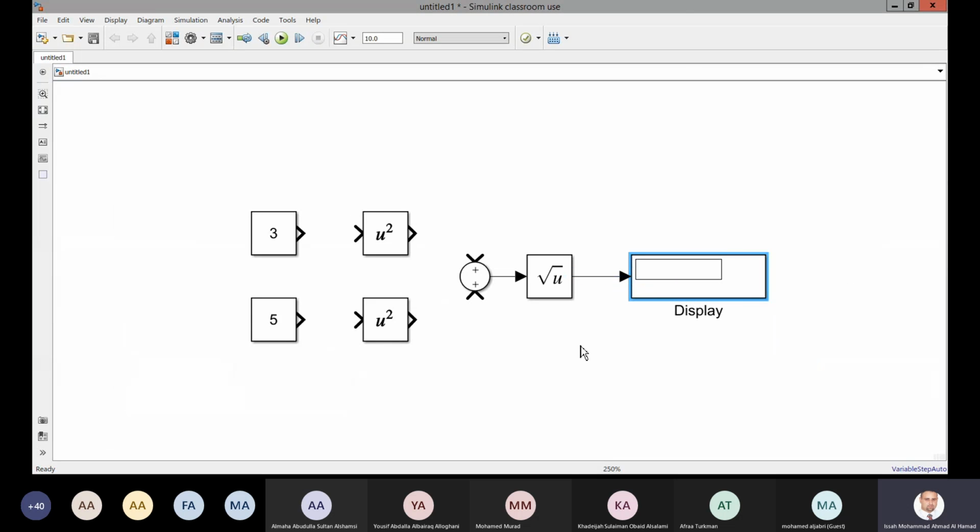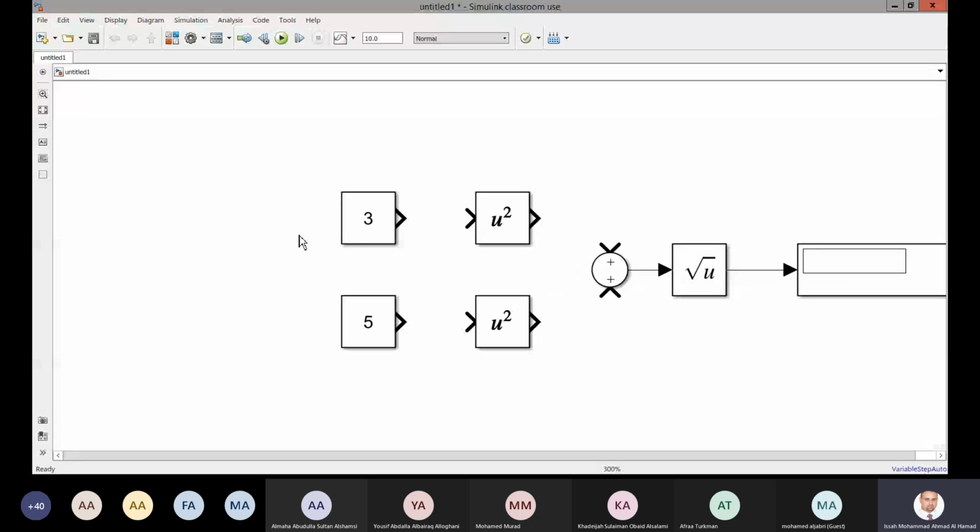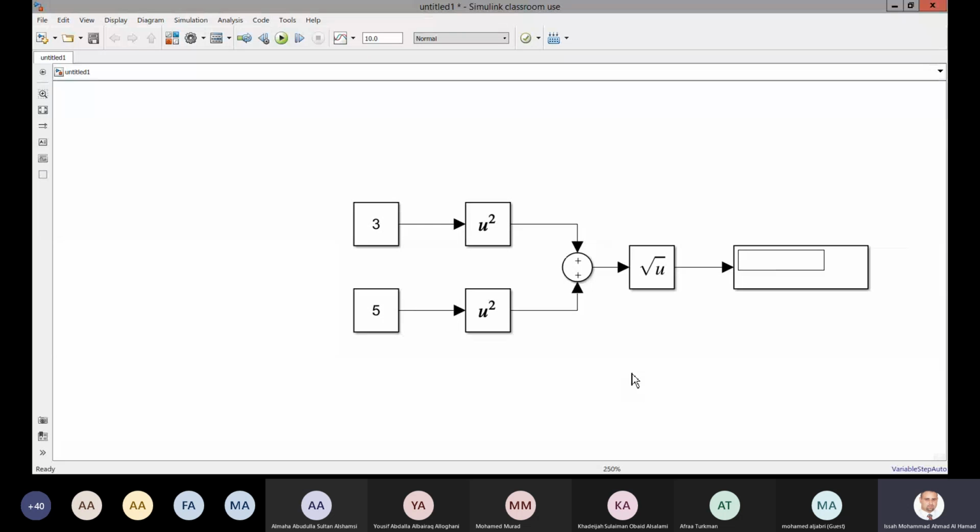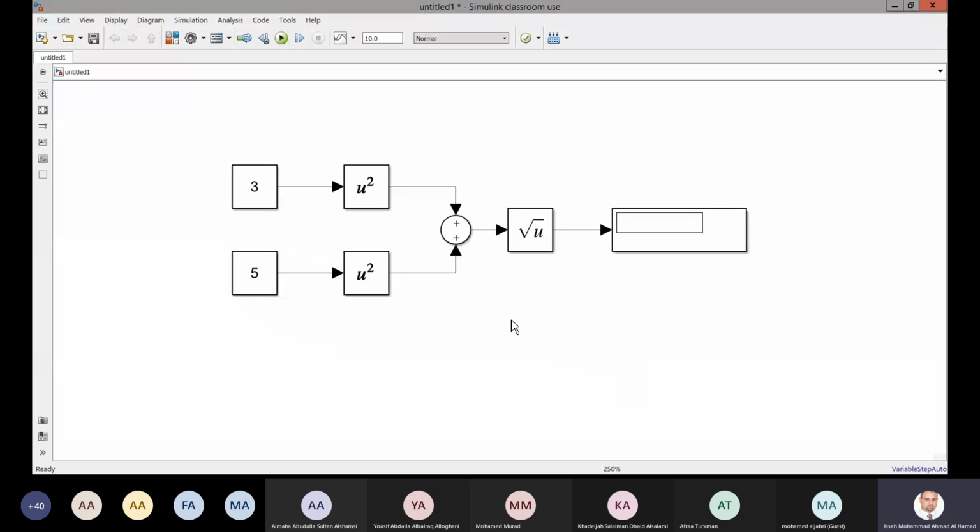Okay. Now I need to combine them together. This one goes here, and this one goes here. This one goes here, and this one goes here. Okay, now your system is connected. You can press on run. Okay, and this is your answer.